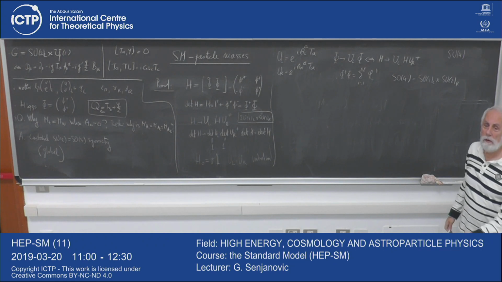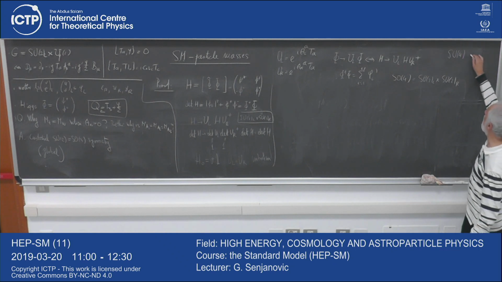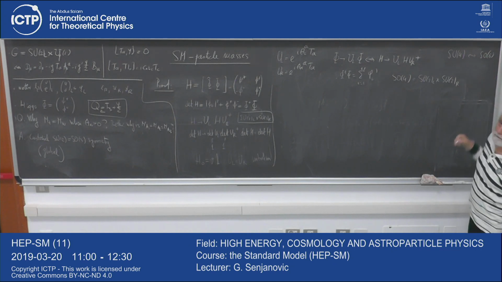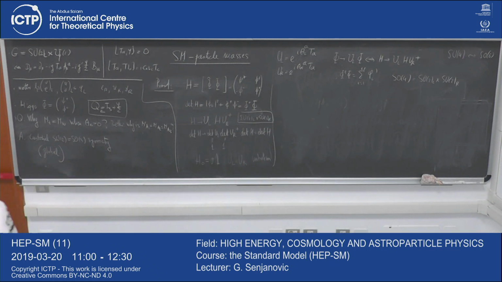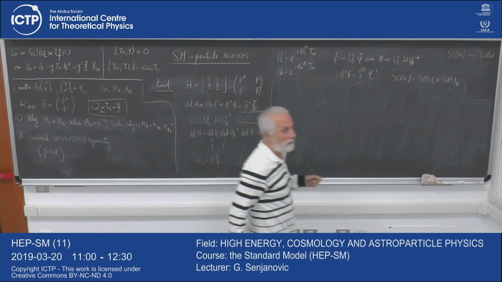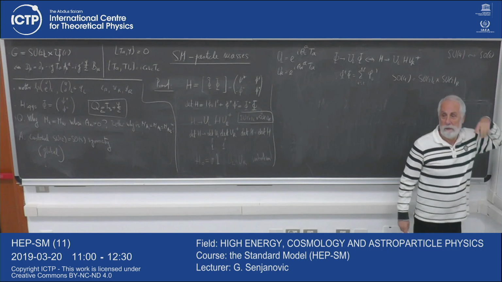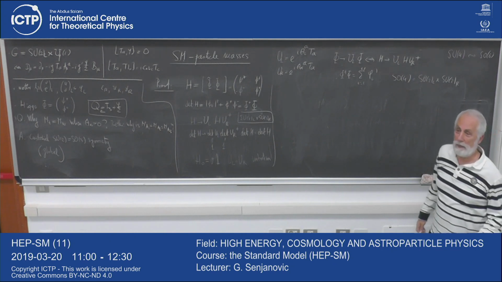What's the rank of SU4? 3. How many generators? 15. There is one more symmetry which has 15 generators. It's SO6. 6 times 5 over 2. Remember, the SO generators are anti-symmetric matrices. Hermitian imaginary anti-symmetric matrices. So you have 6 times 5 over 2, which is 15. And the rank actually is 3. And then, lo and behold, you can show that it's one and the same algebra.